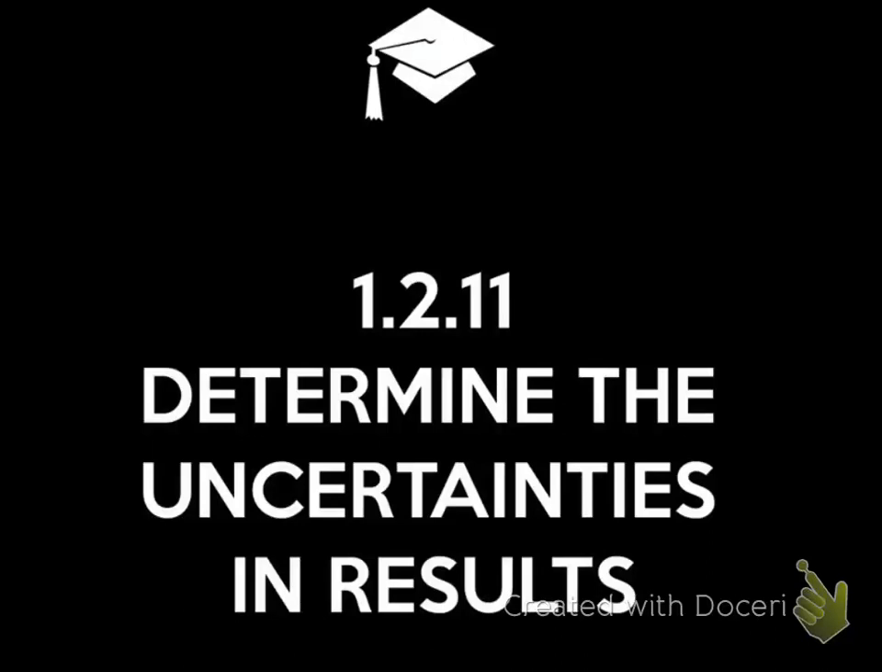Determine the uncertainties in results. When you're propagating uncertainties, you need to take into account every uncertainty. So if you're adding or subtracting values with uncertainties, the absolute uncertainties must be added. If you're multiplying, dividing, or using exponents, then you add the percent uncertainties. With others, you find the highest and lowest possible value, and then you find the average uncertainty.